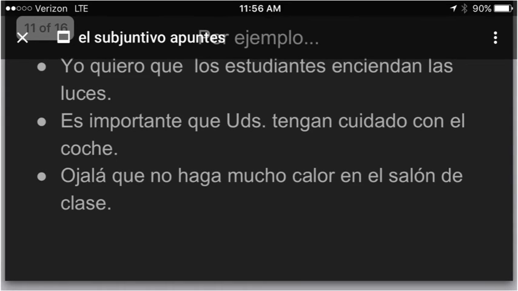And finally, ojalá que no haga mucho calor en el salón de clase. I really hope that it's not very hot in the classroom. I really hope is what ojalá means. No haga mucho calor, that it, which is the subject of the second clause, is not very hot in the classroom. Because as we know, in D206, it can get very, very hot.